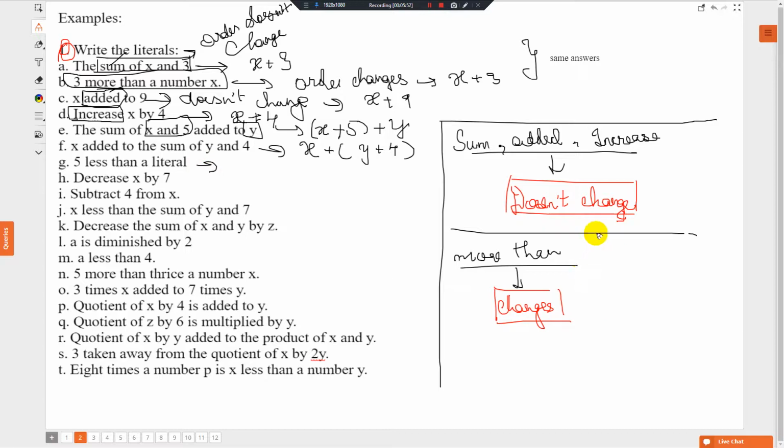Now in subtraction, here also the same. 5 less than a literal x. In that case it changes, right? Does it change or not change? Please tell me. It changes. So less than will come in the change column. Now when decrease comes, here it is the same.